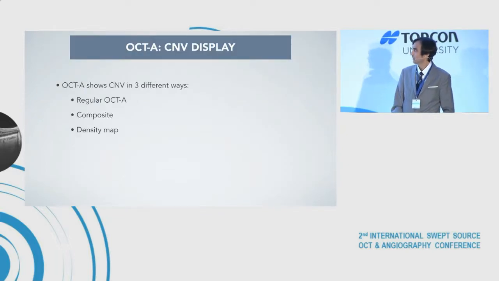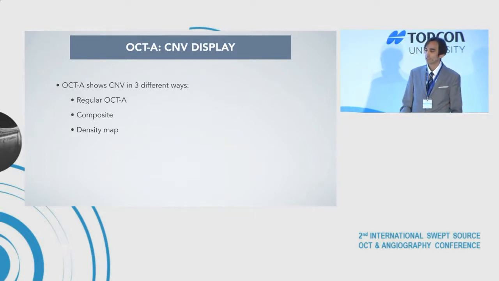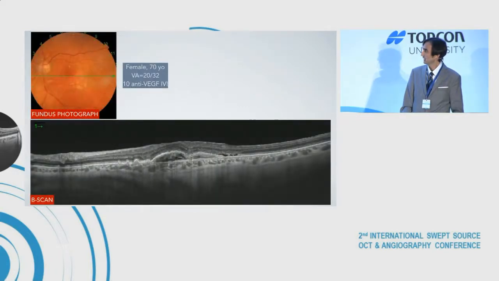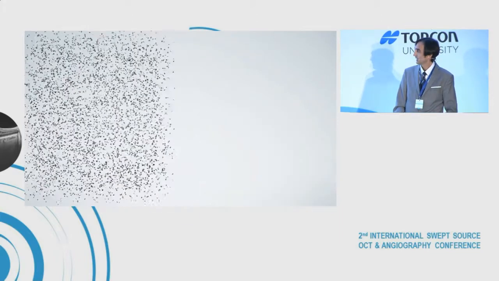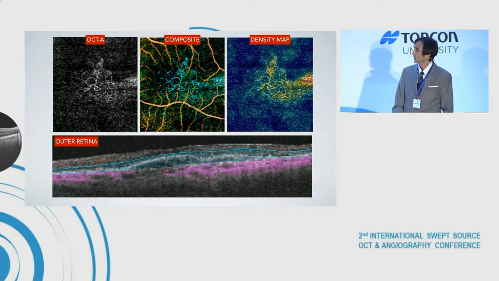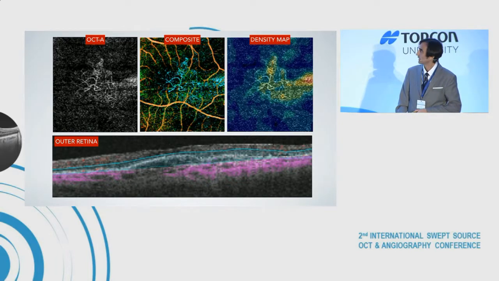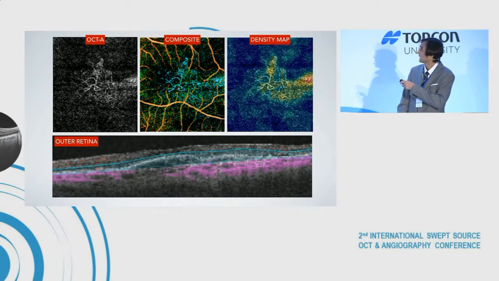OCT angiography shows basically three different ways to show the CMV: the regular OCT-A, the composite image, and the density map. In this patient with this active wet AMD lesion, this is the B-scan, and then we can see these three different ways of seeing the CMV. With OCT angiography, it's very important to know where the slab is located, in what layer of the retina we are. The composite image is like a projection of the different layers of the retina, and in the density map, we can see the blood flow.